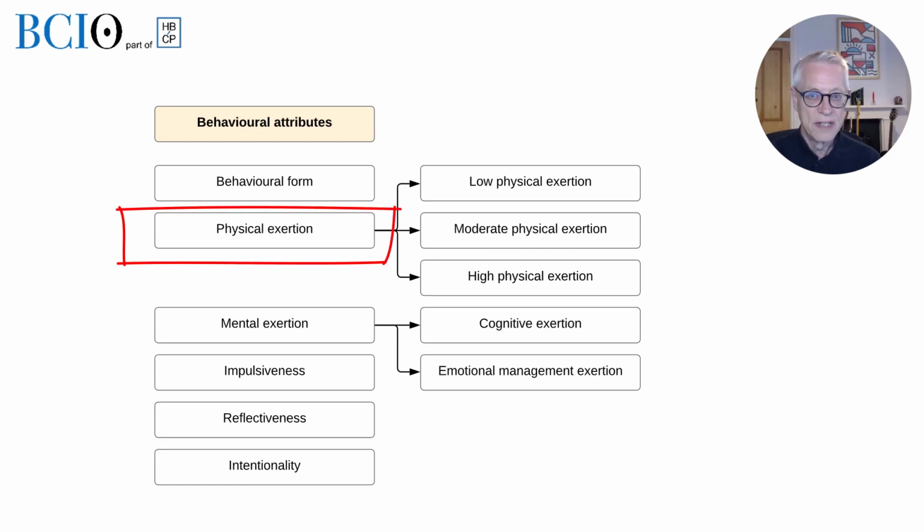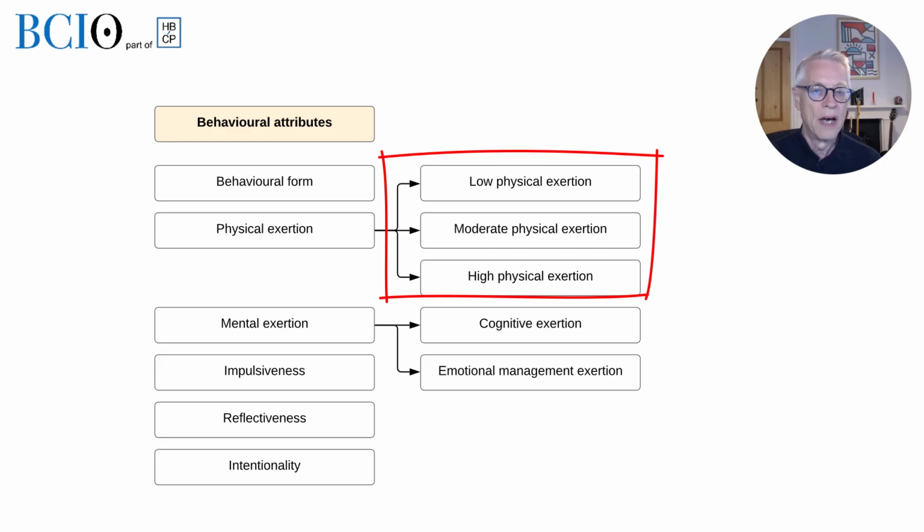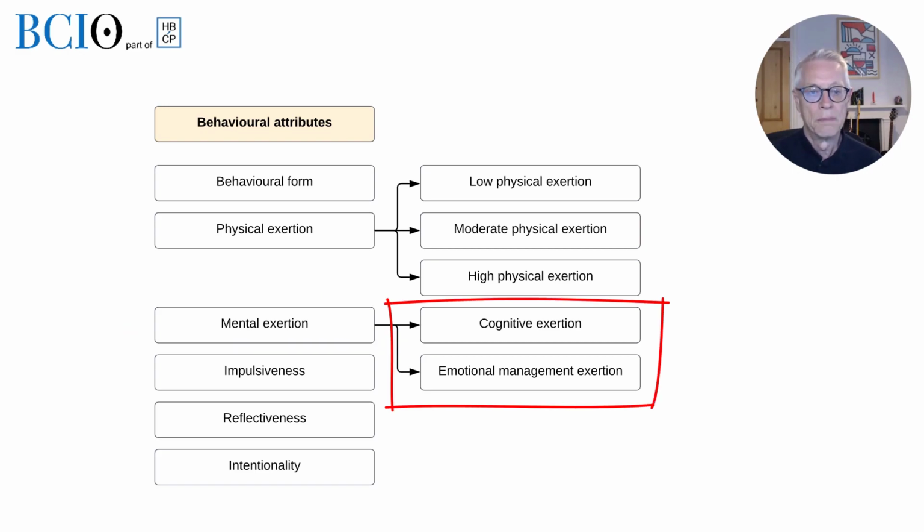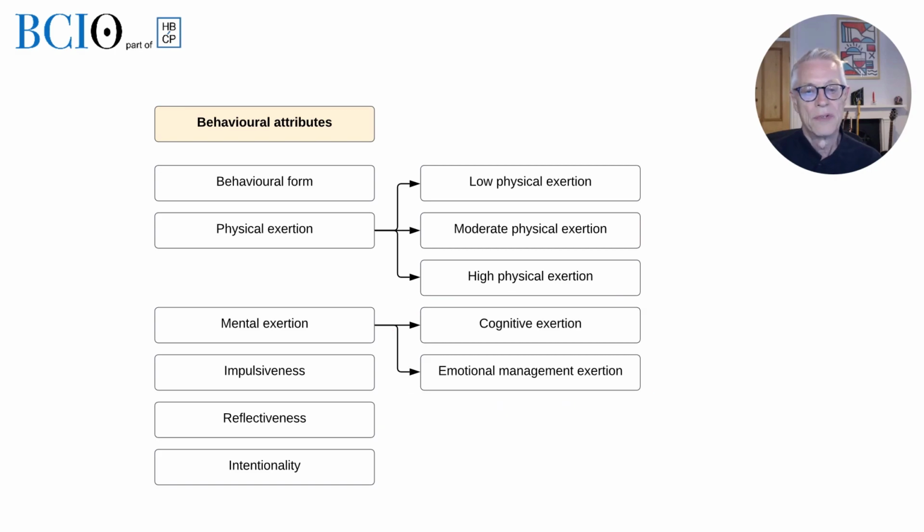As alluded to earlier, a very important attribute is the amount of physical exertion. This should be treated as a dimension, and so, for example, could be linked to a data item such as the rate of calorie usage, or more commonly METs, or metabolic equivalents. We also specify 3 subclasses for low, medium and high level of physical exertion. And for mental exertion, we have subclasses of cognitive and emotional management exertion. So do check out the publication on this for more detail.